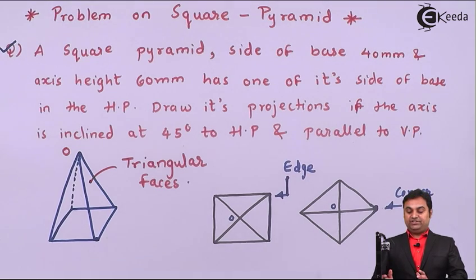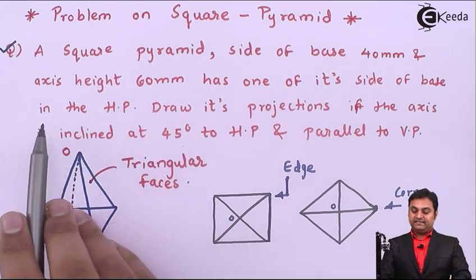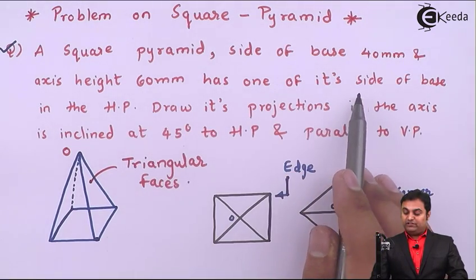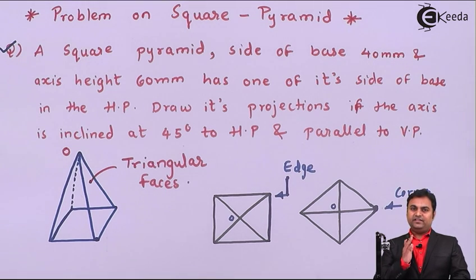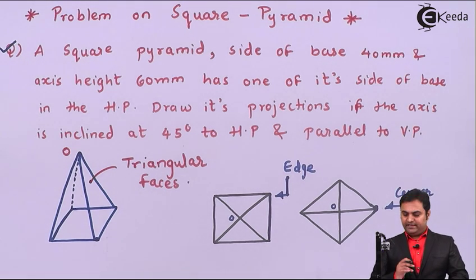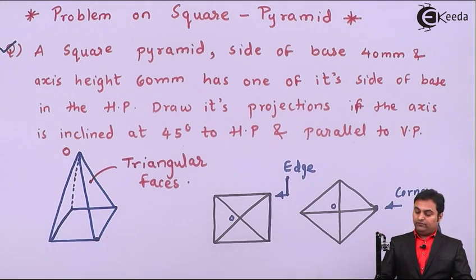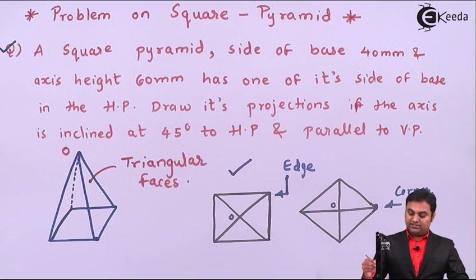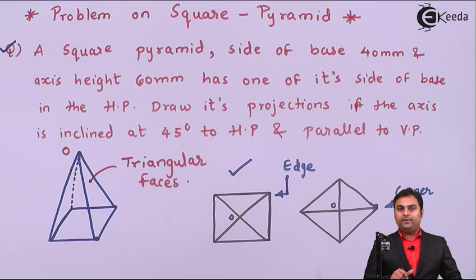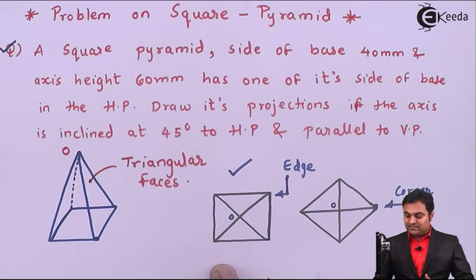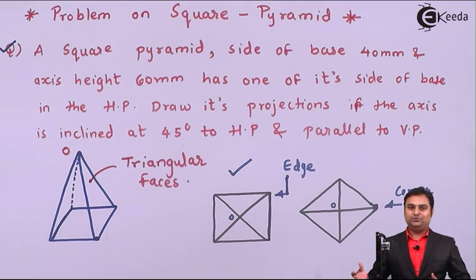So if I read the question again, it is said that square pyramid, side of base 40 mm and axis height 60 mm, has one of its side of base in the HP. So if it is given that there is a side of base, it means it is resting on this edge and not the corner. So out of the two conditions, the first condition is correct. So this will be the initial condition, that is the pyramid will look like this from the top view. So let us get started with the solution to this problem.